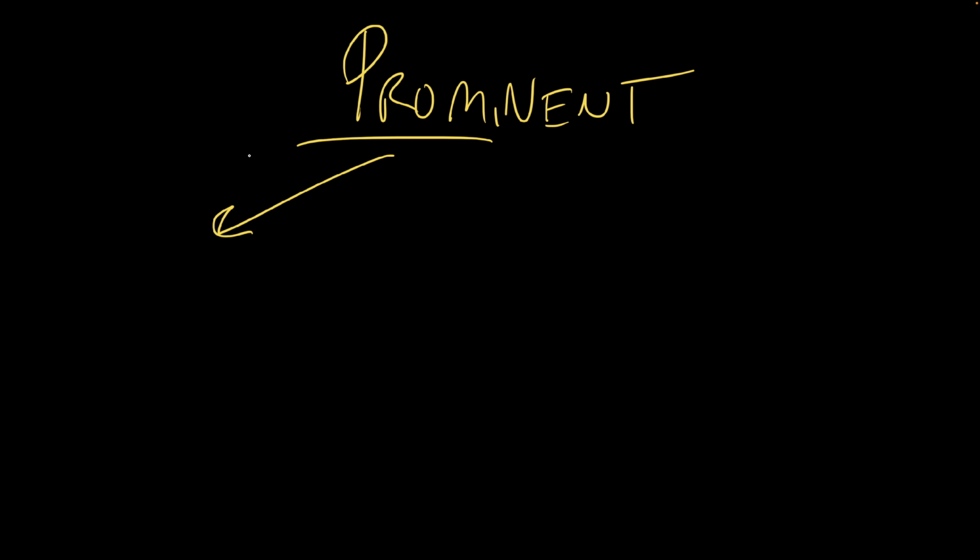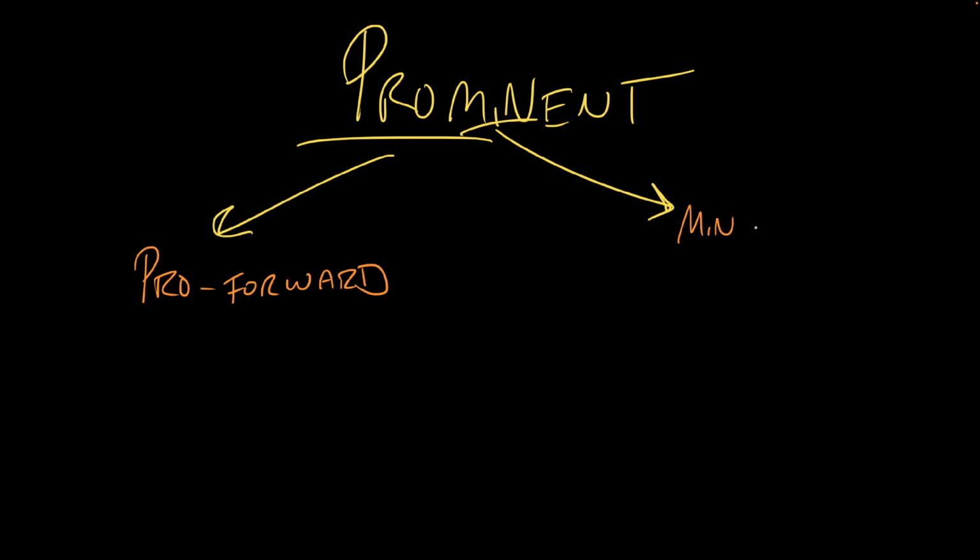Okay, let's do some word origins, starting with prominent. Prominent comes from pro, meaning forward, and min from the Latin minere, meaning to stick out. So something that's prominent really sticks out, really stands forward from the rest. So that can be literal, like a prominent hill that sticks out from the landscape, and it can also be figurative, like a famous person sticks out from other people because they're so recognizable.